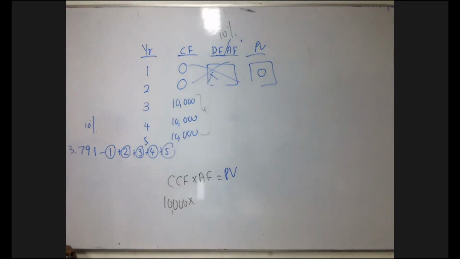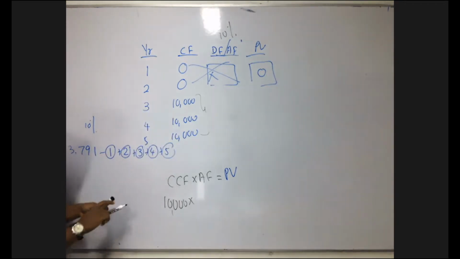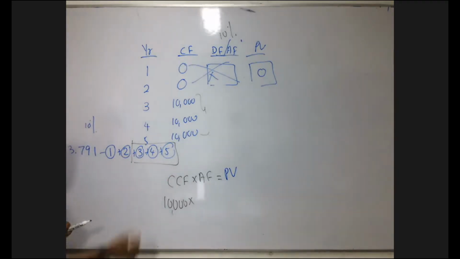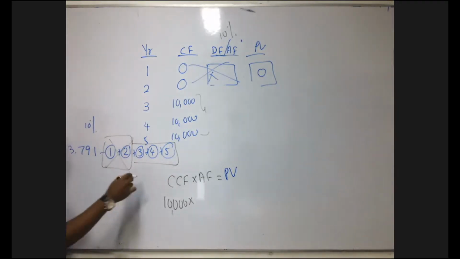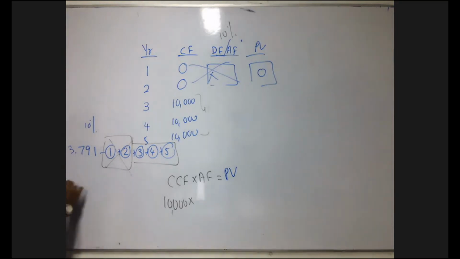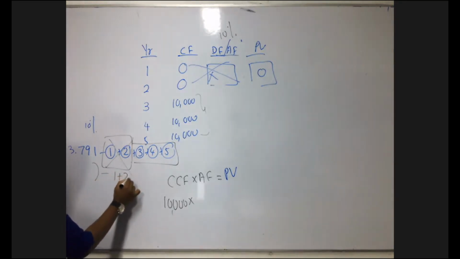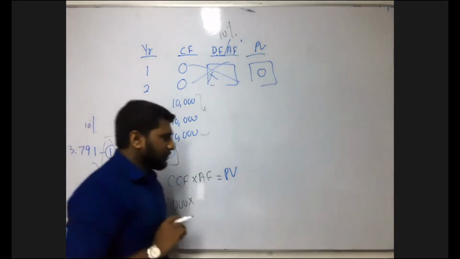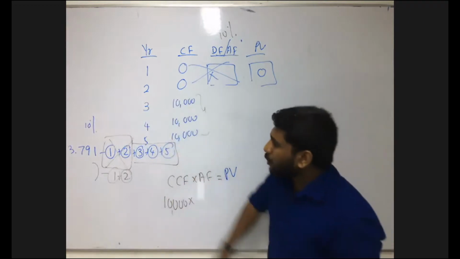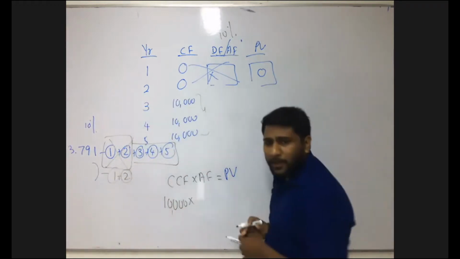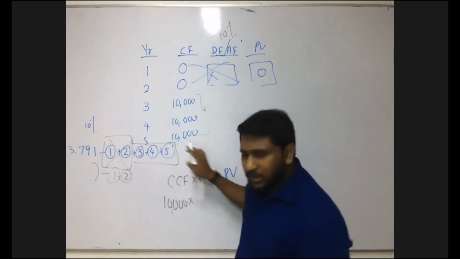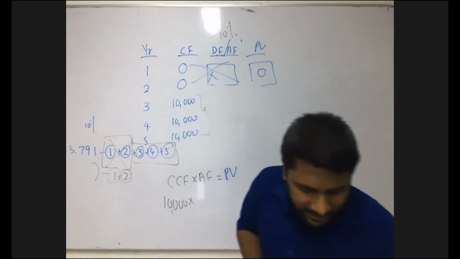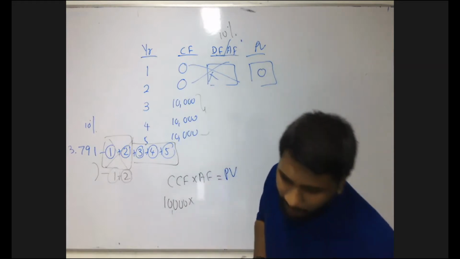But for this question you need only the addition of 3, 4, 5. If you need the addition of 3, 4, 5, then remove 1 and 2. The addition of 1 and 2 is not required. Now you tell me, by looking at the annuity table, what is the addition of 1 and 2? How much is that? 1.736.